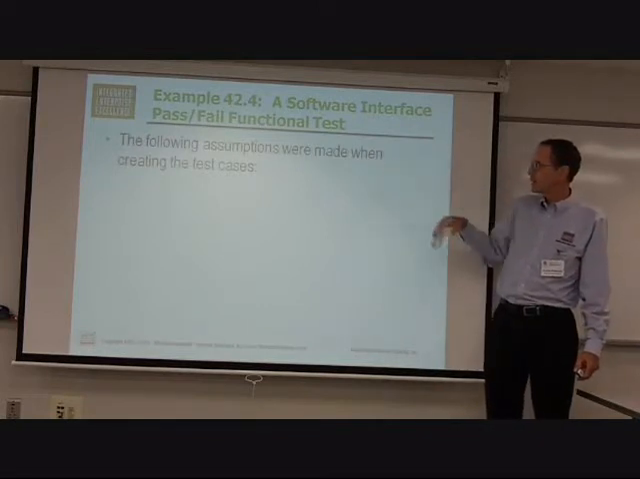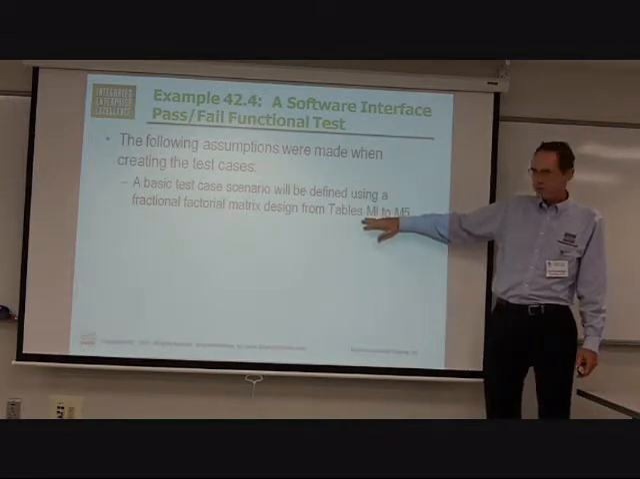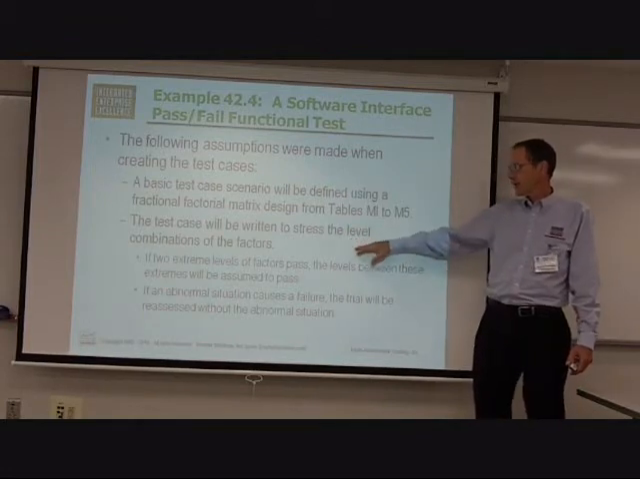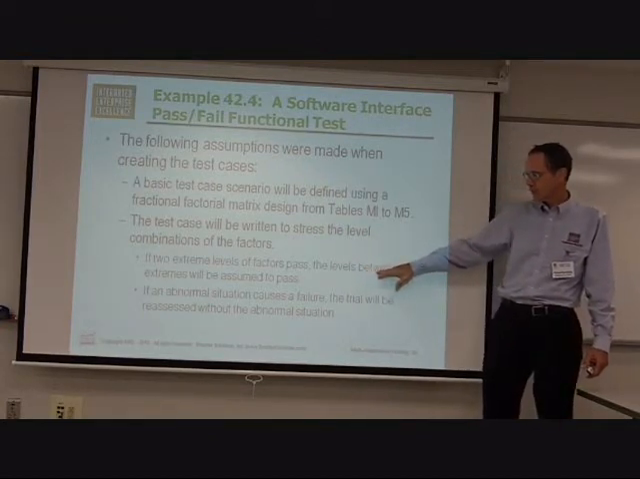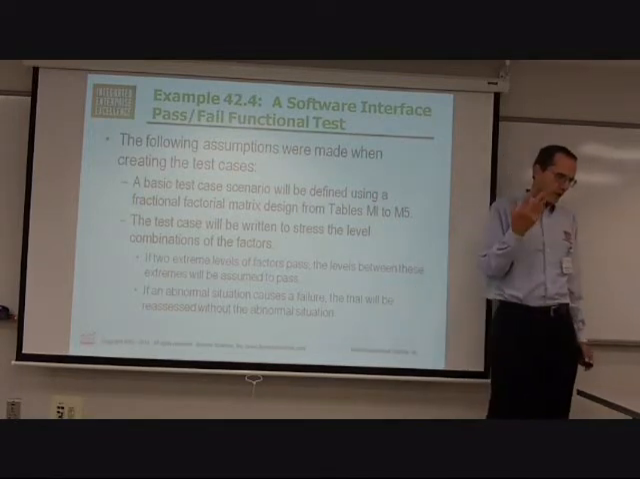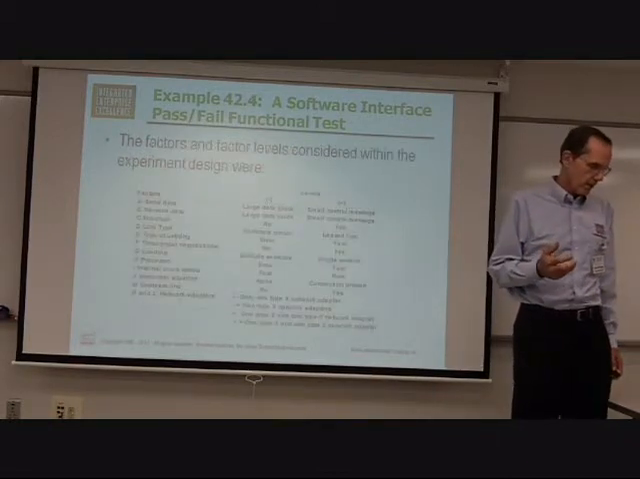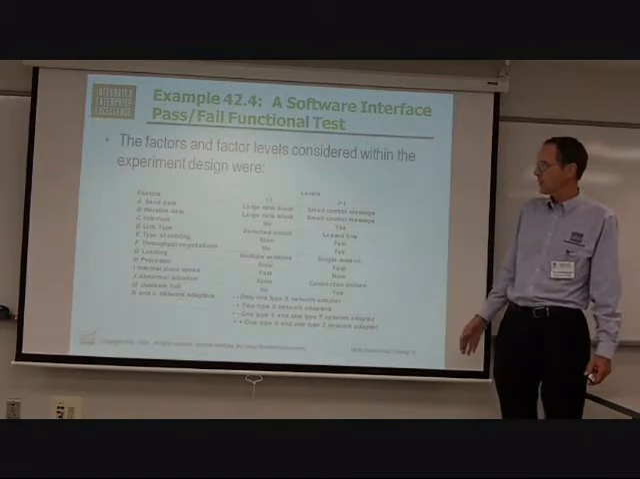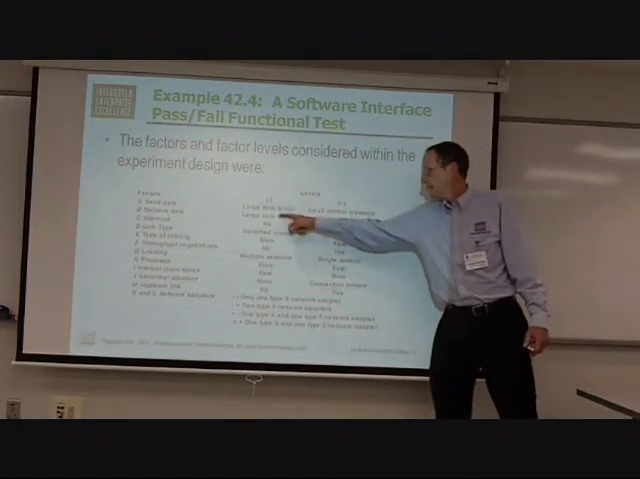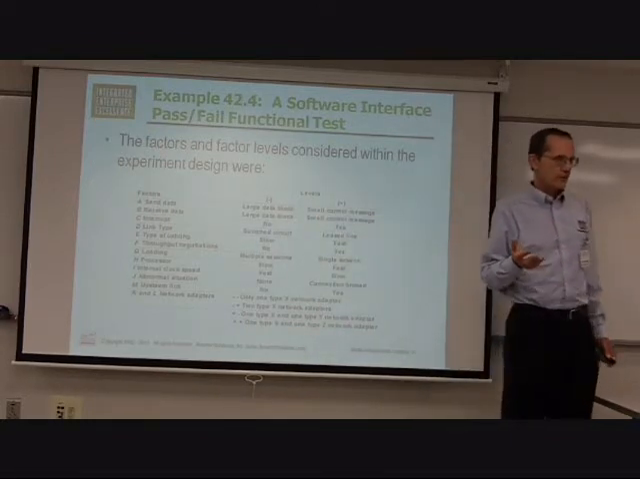So these assumptions were made. We're going to use that design matrix in the tables that we have from Six Sigma. And we're looking at the 2 extremes. Also, if we look at abnormal situations, the trial would be reassessed without an abnormal situation. So this is an example of what you could come up with. So you're sending data, a large amount of data, receiving data, and so on. So this kind of describes a software scenario that you can run through.